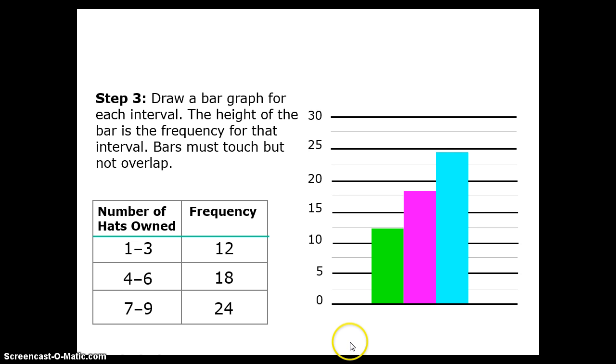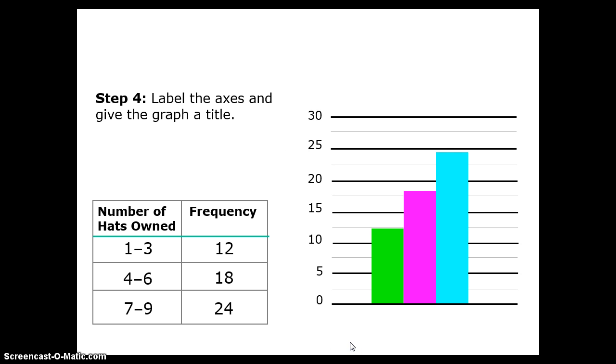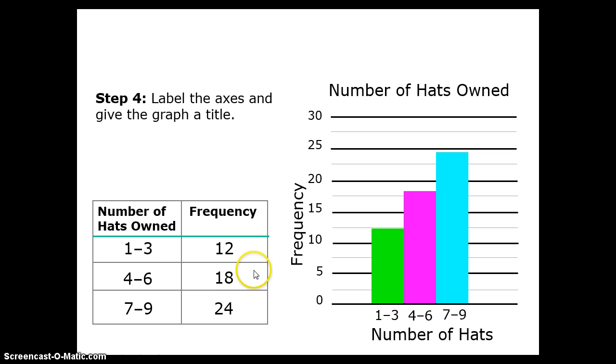If you'll see, after I label my axes and my intervals, you will see that the height of each bar matches the frequency. So, for 1 to 3 hats owned, the bar goes to 12. 4 to 6 hats owned, bar goes to 18. 7 to 9 hats owned goes to 24. Please note that there is a title and the axes are labeled. You might have also noticed that on a histogram, the vertical axis, or the y-axis, is always labeled frequency, because a histogram is just another frequency display.